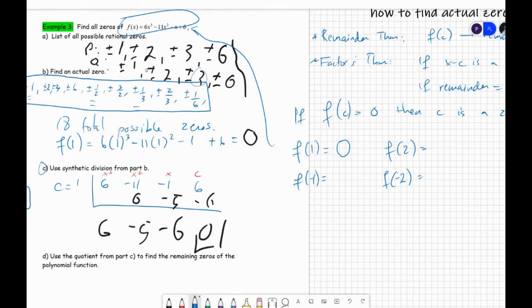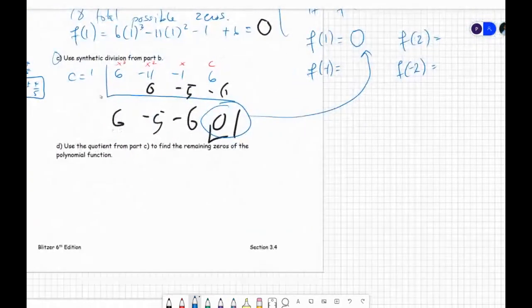Okay, good job. So as you can see, our remainder here is 0, just as we expected, because C equals 1 is a 0. So what did we do here? We started out with x cubed. After we did synthetic division, now we have x squared. So that means we have 6x squared minus 5x minus 6. Now, since we have a quadratic, we can simply set this equal to 0 and then factor it. If that doesn't work, we can always go to the quadratic formula.